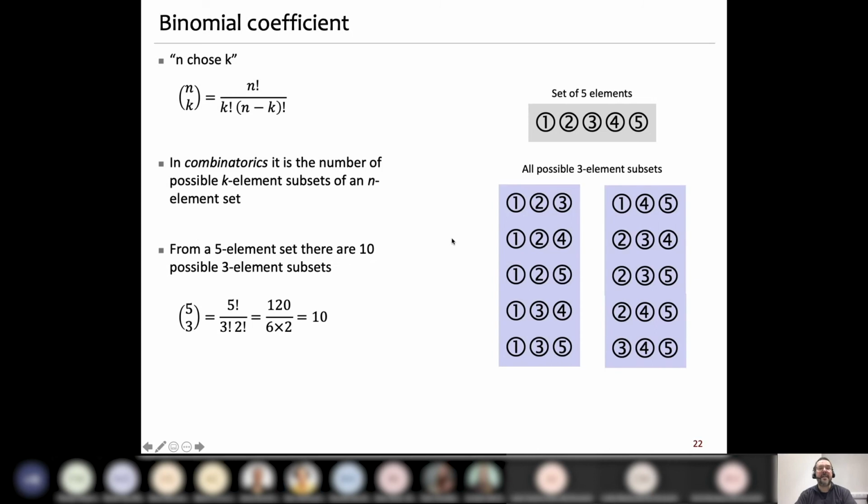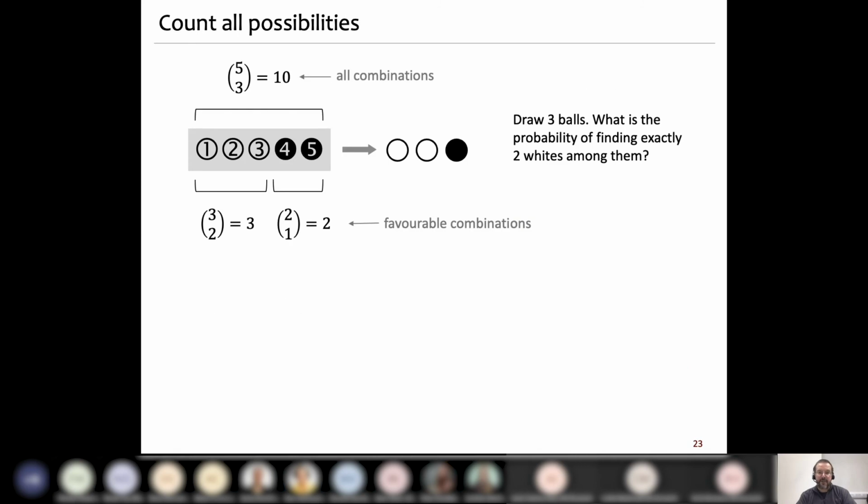That means there are 10 possible 3 element subsets from a 5 element set, and they are shown here. They are all 10 possibilities. Using this formula, you can find the number of possible subsets. And to answer our question about the probability of getting exactly k white balls, we need to count all possibilities. This is what Fisher's test is about.